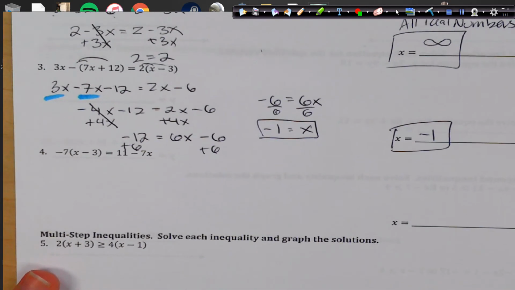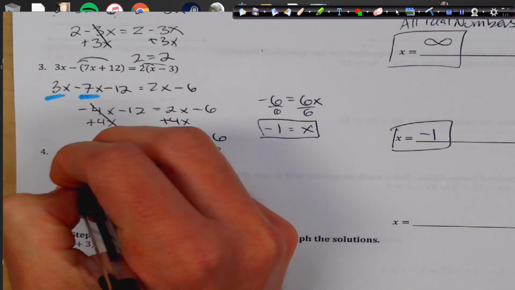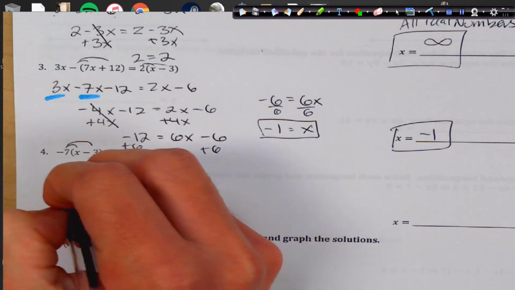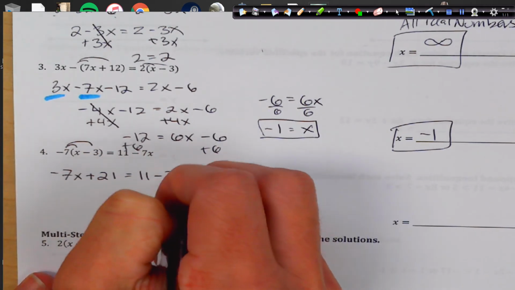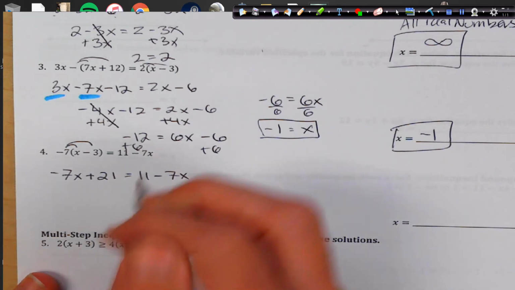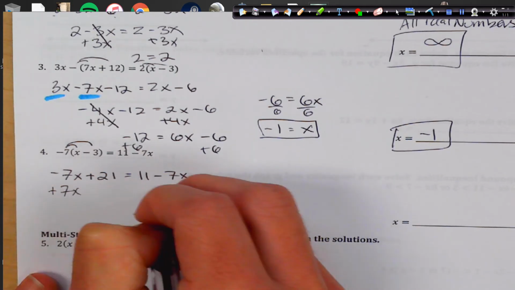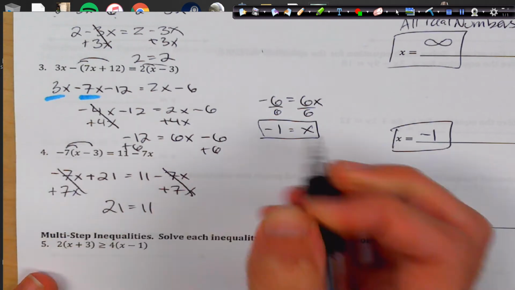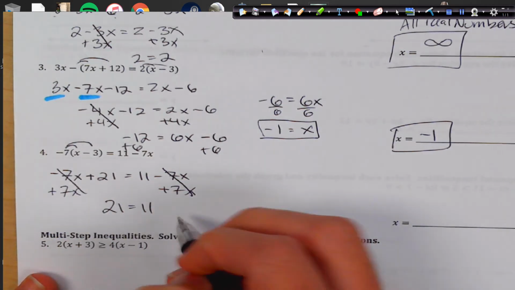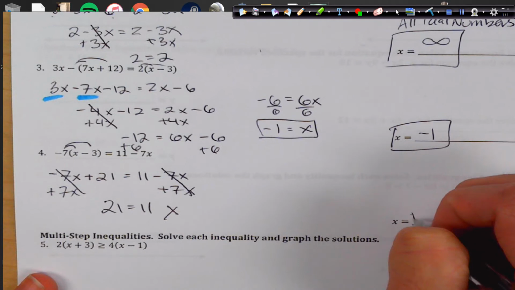So a lot of distributive property if you haven't noticed. Okay, a lot of distributive property. Okay, so let's go ahead and take a look at this next one. We're redoing distributive property again. Negative 7x plus 21 equals 11 minus 7x. Add 7x to both sides. And we get 21 equals 11. Is that true? 21 equals 11? No. So our answer is no solution.